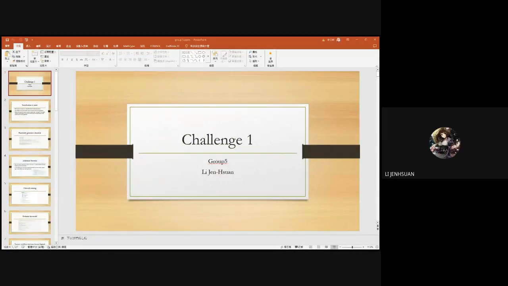So, hi everyone. Hello, Dr. Stefano. I'm Li Junshun from Group 5. And we are going to introduce Challenge 1. First, we need to build a DNN model to reconstruct a function by using an interpolation method, which is called the barycentric interpolate function. What does this function come from? It comes from different kinds of interpolation that can make a generative function, and here we use barycentric interpolation.